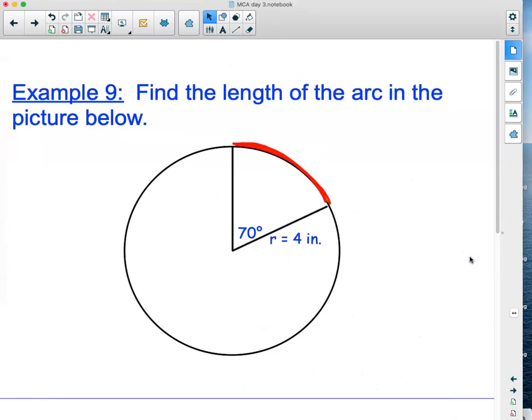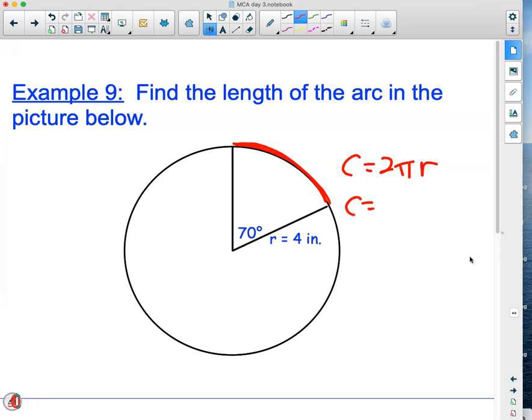So if I were supposed to find the whole circle, I could use circumference equals 2 pi r, which means I have to know the radius. Lucky for me, they put it right there. It's 4 inches. So if I wanted the entire circle, the circumference all the way around, that would be 8 pi. But they don't want the entire circle. So now what I have to figure out is what portion of that am I supposed to find?